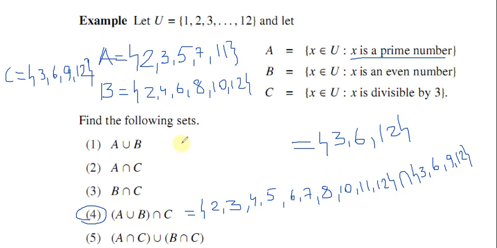So one more time, the union of two sets, if it is A, if it is B, in a Venn diagram, it is this one. All of them.